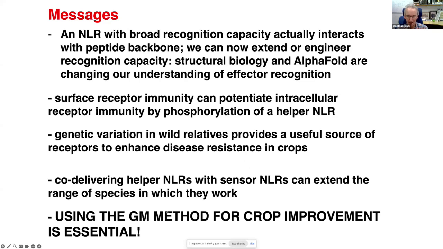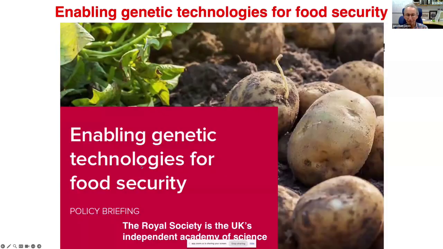But of course, to do that, we need to be able to use sensible, benign, and useful methods. I discussed that topic at some length in something I published with the Royal Society about 18 months ago. It's on the Royal Society website, Enabling Genetic Technologies for Food Security, a deliberate double entendre, telling you about enabling genetic technologies and also how to enable them.